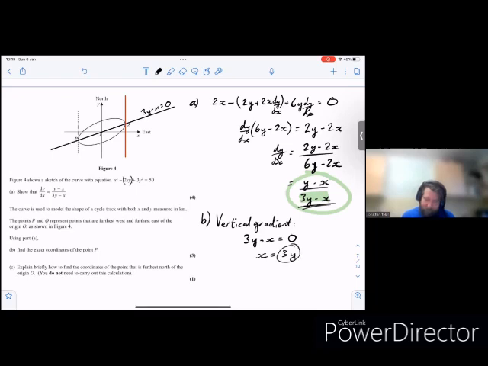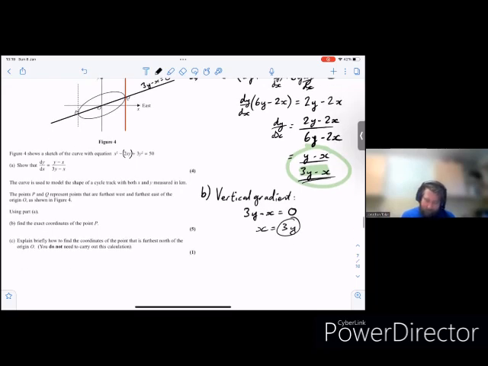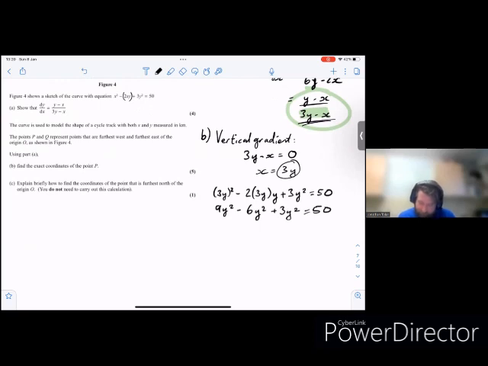We'll sub that value into the equation of the curve. So the equation of the curve is x squared, so that's 3y squared, minus 2xy plus 3y squared equals 50. And that gives us 9y squared minus 6y squared plus 3y squared equals 50. So 9 minus 6 plus 3 is 6.